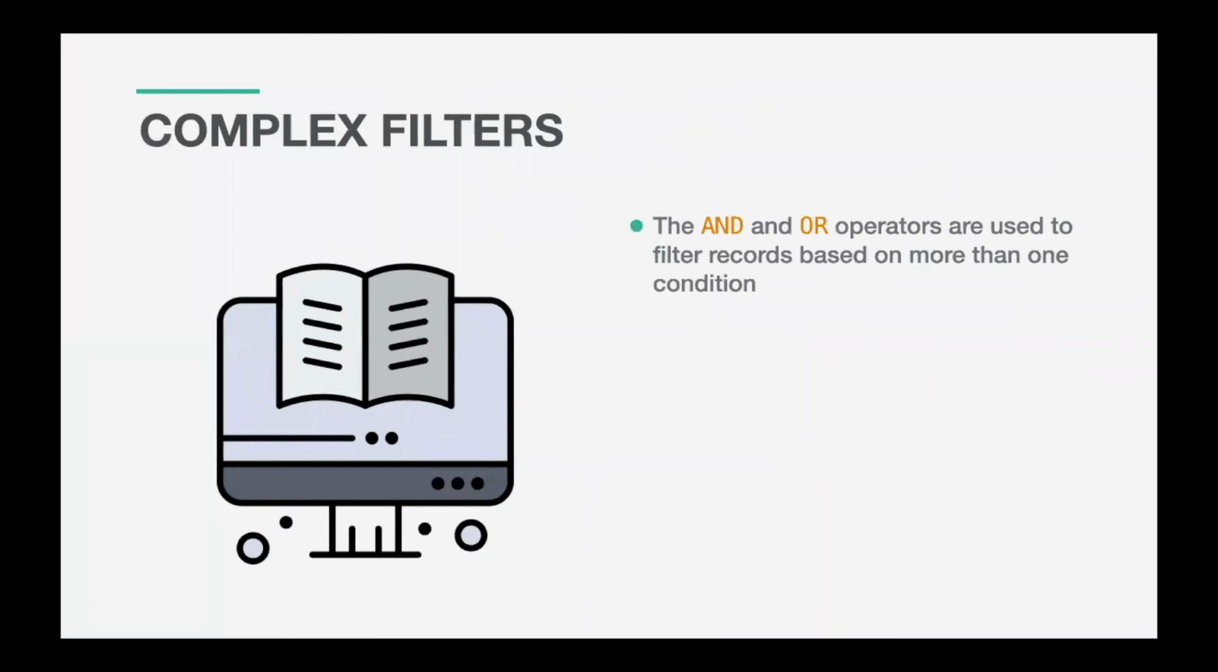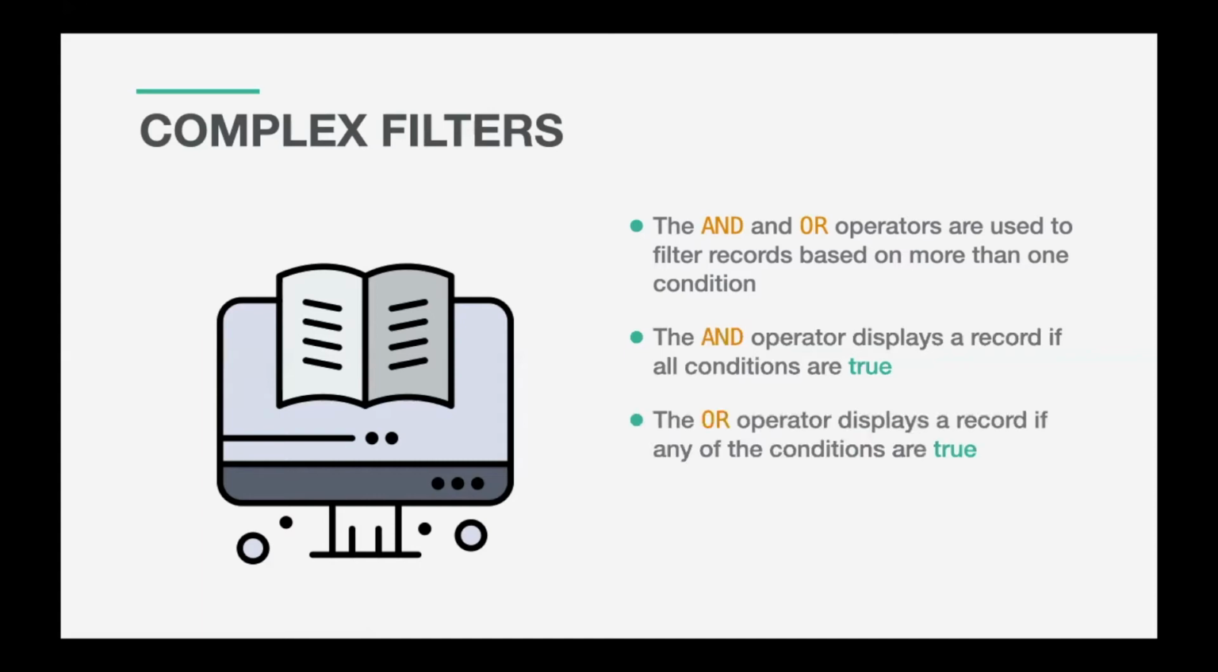In the examples we've seen so far, we're just looking for a single condition, but there are ways of creating more than one condition. That's using the AND and OR operators. These can be used to combine conditions together. The AND operator will allow us to display a record if all conditions are true. So this condition must be true and this condition must be true. If both of those are true, then the record is returned. The OR operator works if any condition is true. This one or that one is true. If either one is true, then the record gets returned.